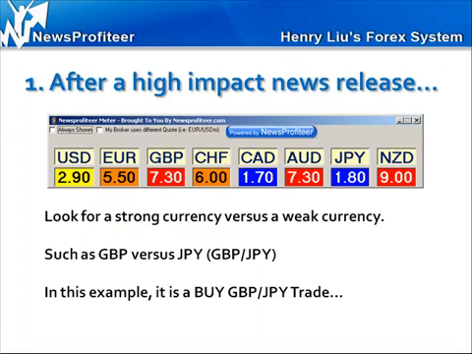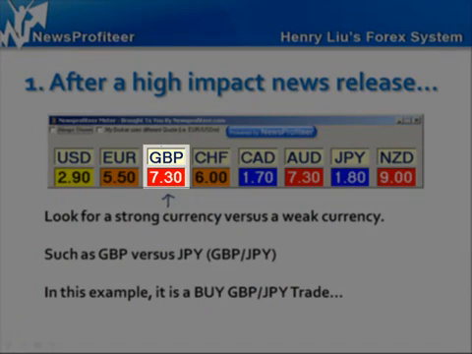Now the first use for the currency meter is immediately after a high impact news release. Obviously this meter was built for this purpose, and that is the primary way of using the meter. Let's say that we do have a strong release that just came out from UK, and our focus obviously is going to be on its currency, which is the Great British Pound (GBP). And we're seeing that after the news, pound is showing a 7.3 of strength.